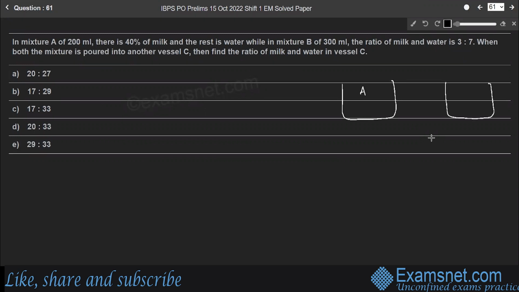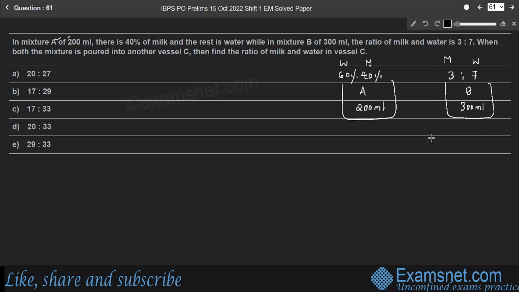Mixture A is 200 ml, the quantity of water and milk in mixture A. The milk quantity is 40% of 200 ml, and the remaining quantity is water quantity, 60%. Whereas in vessel B of 300 ml, the ratio of milk and water is 3:7.